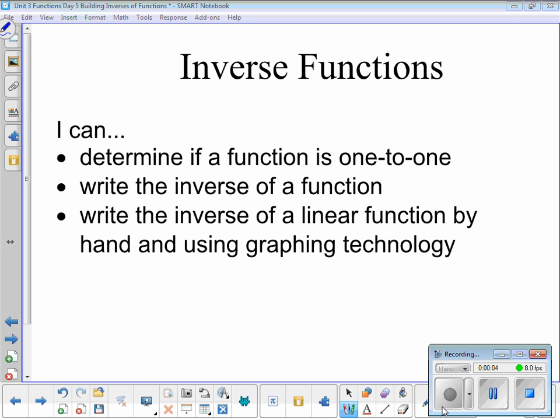Today we're going to do inverse functions. Okay, so your goal is to determine whether a function is one-to-one, which we'll talk about more later. You want to write the inverse of a function, graph the inverse of a function, and be able to use either your graphing calculator or by hand.